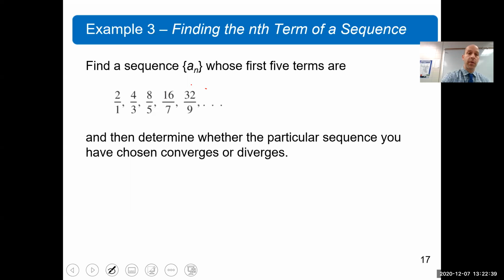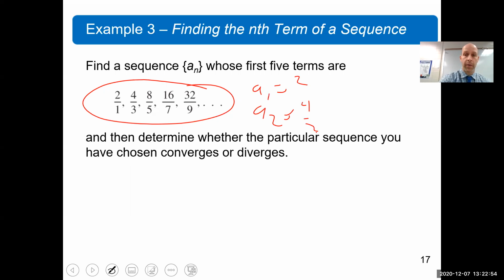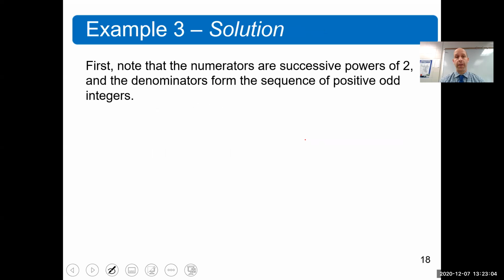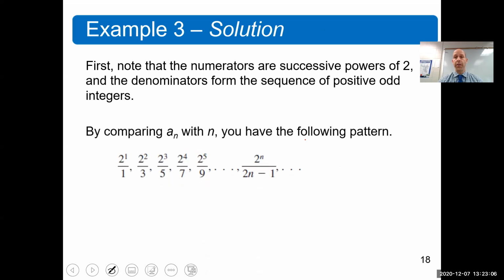So here's an example. Here are some terms of a sequence. Notice I've not given you the nth term formula. You just know a sub 1 is 2, a sub 2 is 4 over 3, a sub 3 is 8 over 5. And you're supposed to determine whether this particular sequence converges or diverges. So the first thing you have to do is figure out what the nth term is. So let's go ahead and look at that.